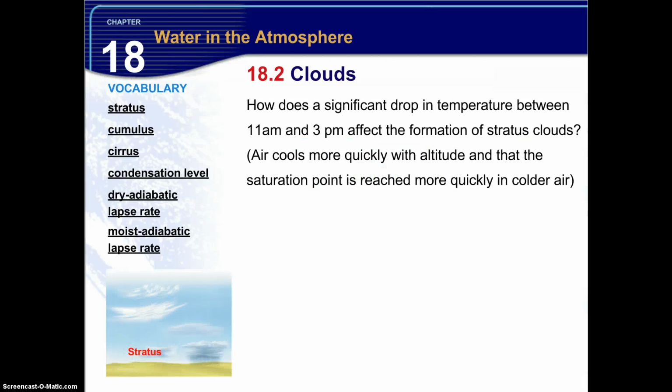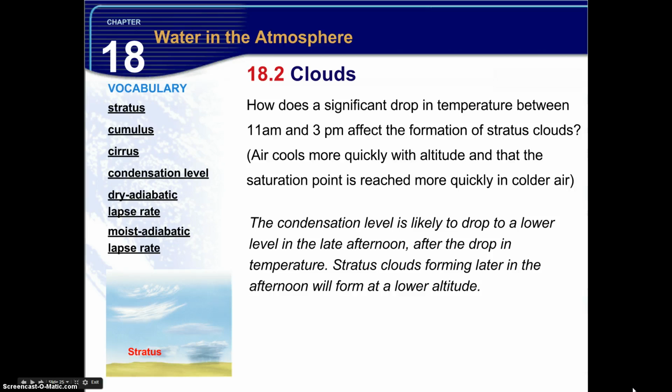So how does a significant drop in temperature between 11 a.m. and 3 p.m. affect the formation of stratus clouds? Now, air cools more quickly with altitude, and the saturation point is reached more quickly in colder air. Just something to remember when you're trying to answer this question. The condensation level is likely to drop to a lower level in the late afternoon. After that drop in temperature, stratus clouds forming later in the afternoon will form at a lower altitude.